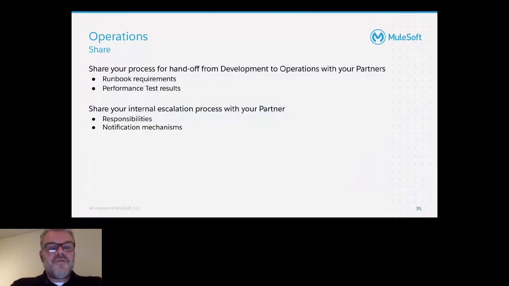Operations. What do you need to share for operations? You need to share your process for handing off new APIs from development to operations with your partner. And even if the partner is responsible for both development and operations, there needs to be a runbook. And in that runbook, there need to be test results of the performance test so that when you see unexpected behavior, you can go to the runbook and check, is this the number of transactions per second we're expecting? Is this the payload size that we're expecting? If not, then you can go back to development and say, okay, we're seeing something strange, we need assistance.